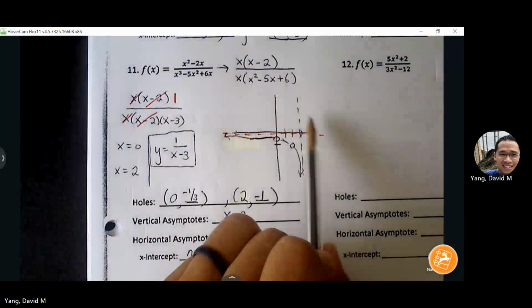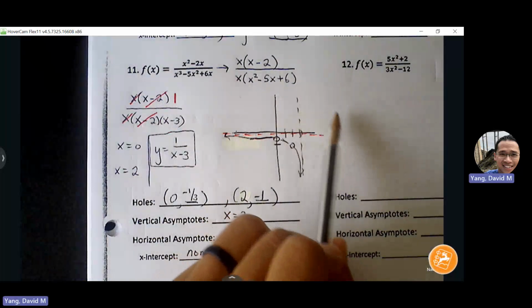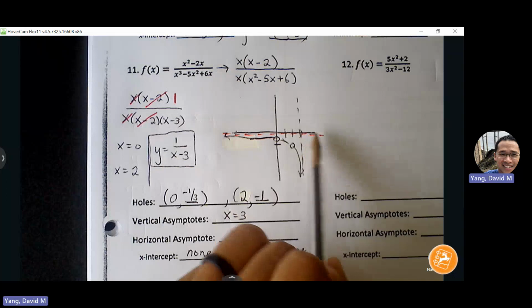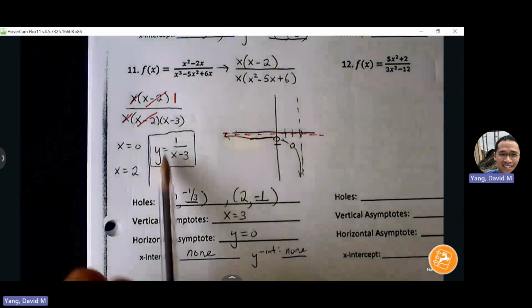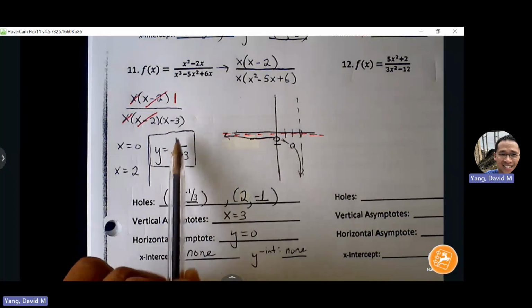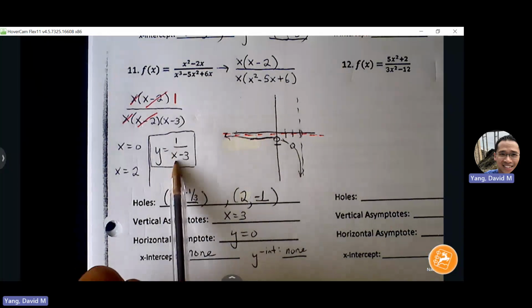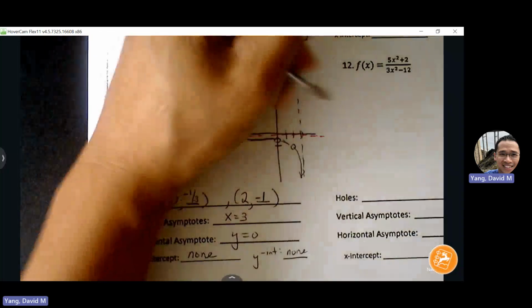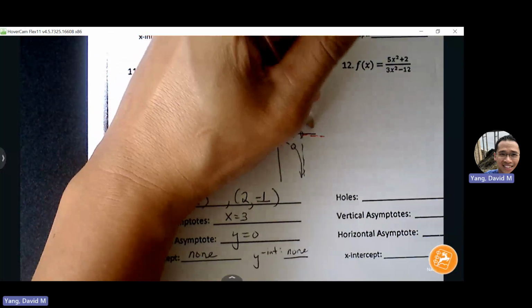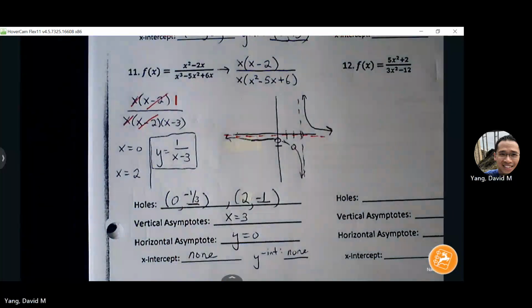And here, my guess is going to be that my graph is going to be up here. But let's go ahead and just choose a value like 5. I plug in 5 or 6 or 7 into my reduced expression. I get 1 over 7 minus 3. That's 1/4. That's a positive value. So that's enough for me to know how my graph is going to be.